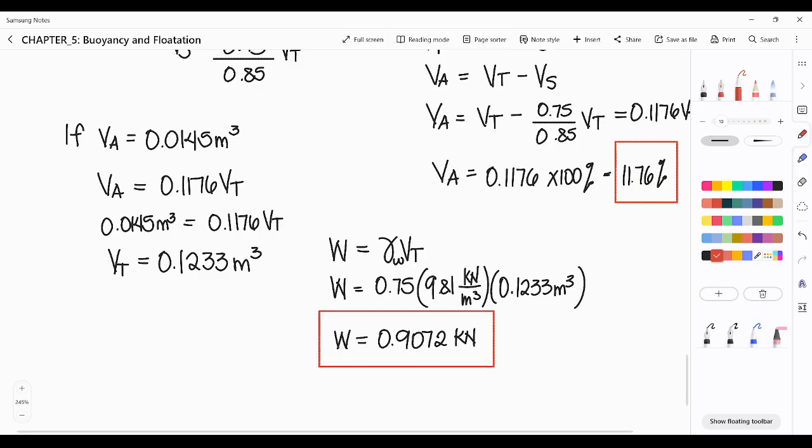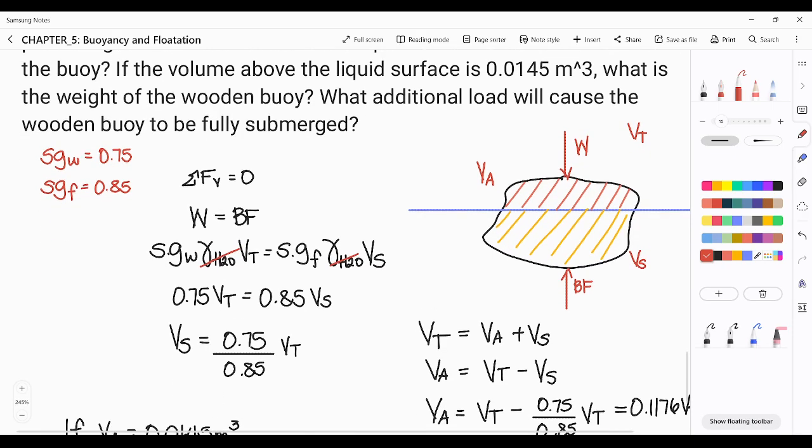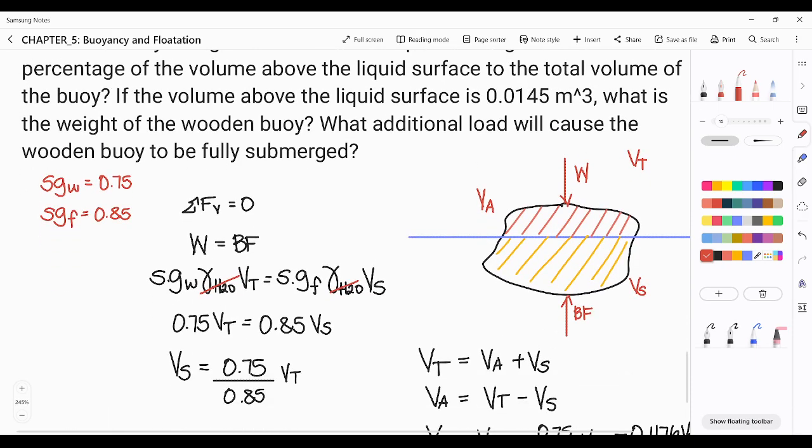Simple lang yung mga formula sa fluid mechanics. Ang mahirap lang din dito is yung analysis. Ito pala, meron pa isa. What additional load will cause the wooden buoy to be fully submerged? So, kailangan natin ng additional load or force. So, paano natin kukunin yun? Kailangan natin maglagay ng additional weight.